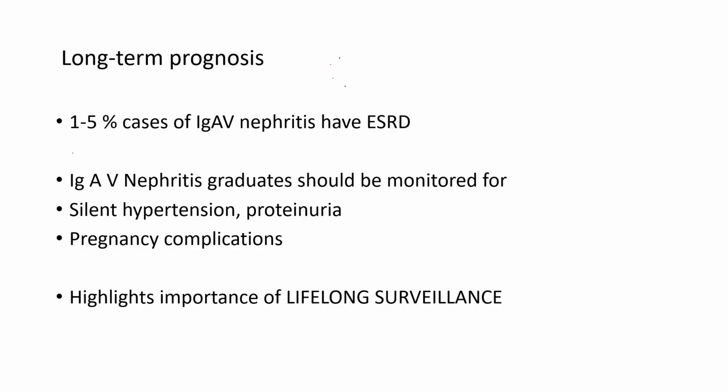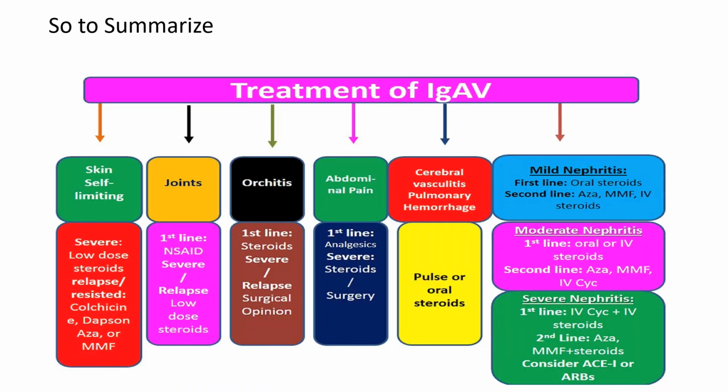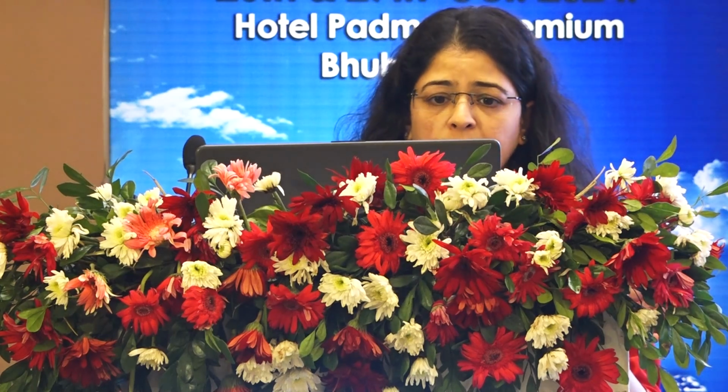So I've just emphasized the long-term prognosis, and to summarize: skin limited, we can follow up only systematically. Atypical definitely warrants steroids. Joints can be treated symptomatically. Orchitis and abdominal symptoms definitely warrant steroid use. Abdominal symptoms always involve a pediatric surgeon to rule out intussusception, and other system involvement like CNS vasculitis or pulmonary hemorrhages need immunosuppression, and we discussed the nephritis depending upon the degree of involvement.